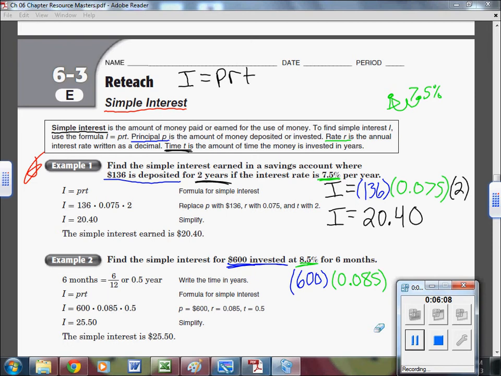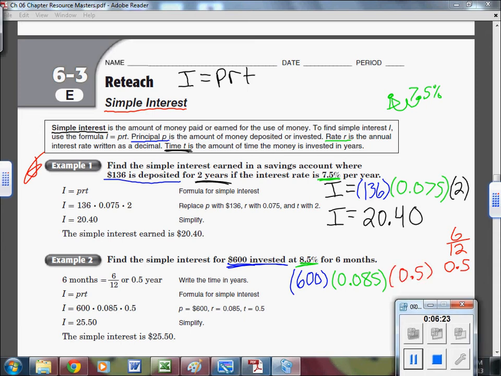Oh, in this example, 6 months, that's not in years, and we said T is in years. But I already gave it away earlier, 6 months out of 12 months, 6 divided by 12, well, that's 0.5. So that's how we know that the time is 0.5. So we're talking 0.5, that'll be our time. If we multiply all that together, that will give us our interest earned.